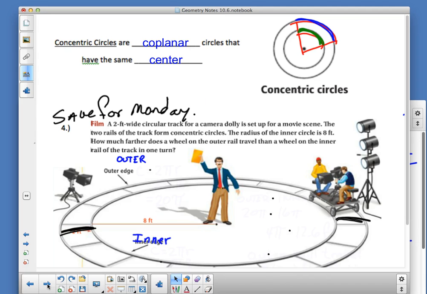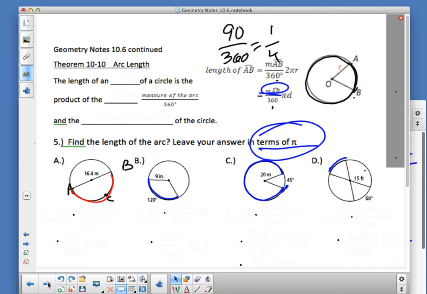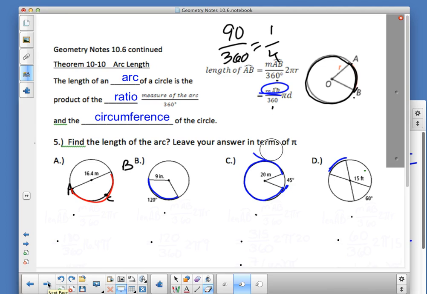I'm not going to do problem 4. We're going to save that for Monday. We're going to go on here, and we're going to get to 6 here. I'm going to get you going on notes real quick. And we're going to talk about fractions after that.